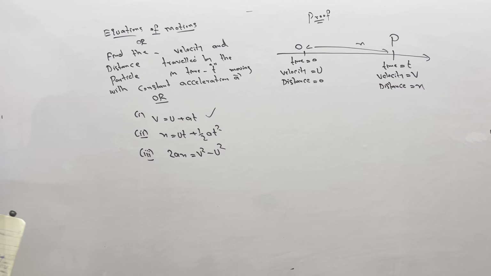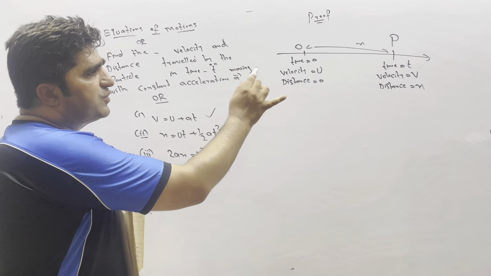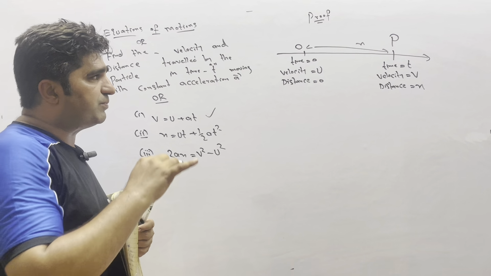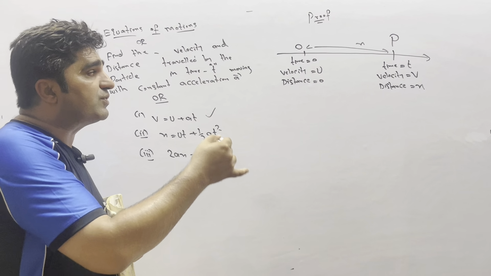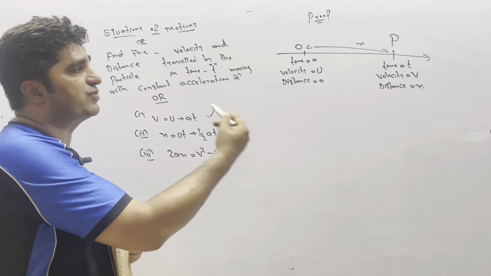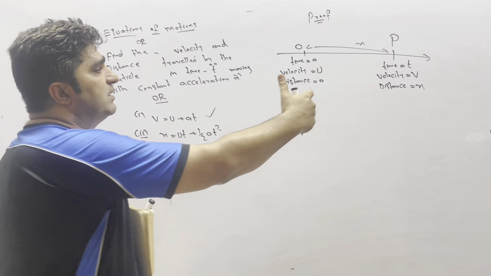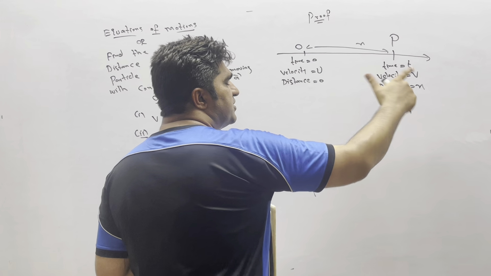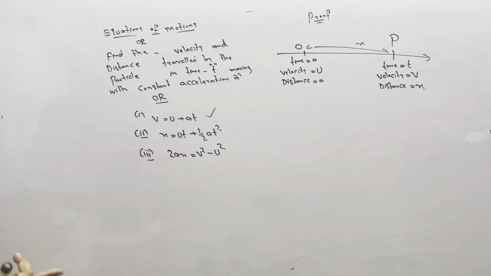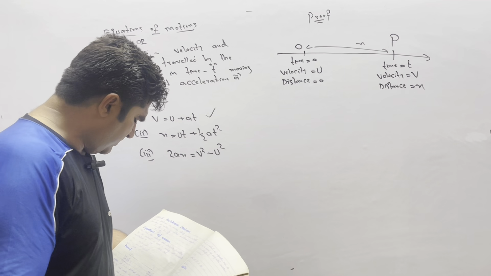So again, I'm telling you here, you have a particle moving along a straight line. We started our motion from point O. When it was at point O, its time was zero, its velocity was u, its distance was zero. After some time t, it reaches a point P, its velocity becomes v, and its distance covered is x. So let's write these things. Okay, let's start here.